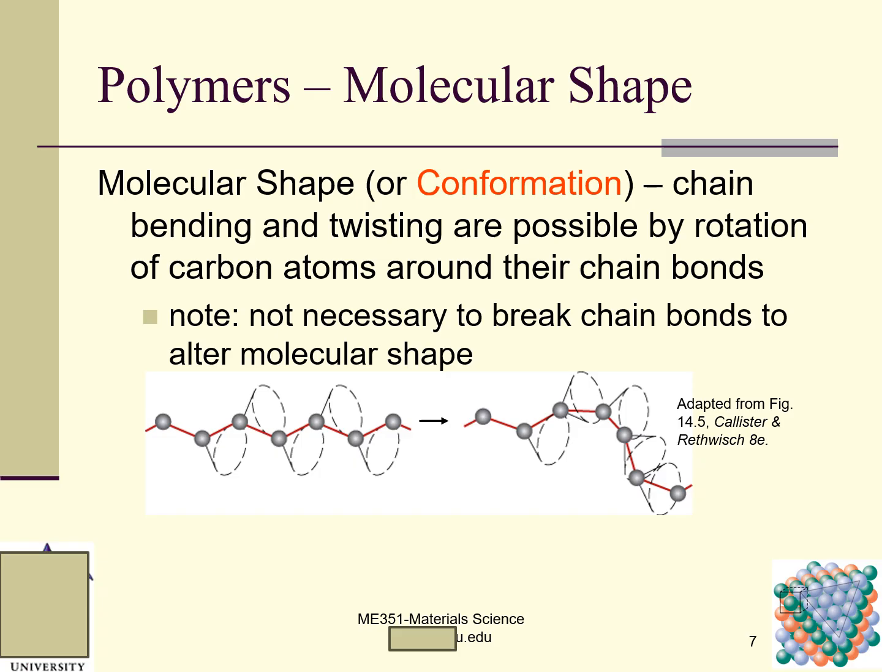Look at here. This is the backbone chain. You can see each of these carbon atoms has multiple possibilities, right? For example, this carbon atom can be here or can be other places on this circle. The same thing for this one, it can also be at any point on this circle. So this is called molecular shape, or conformation.